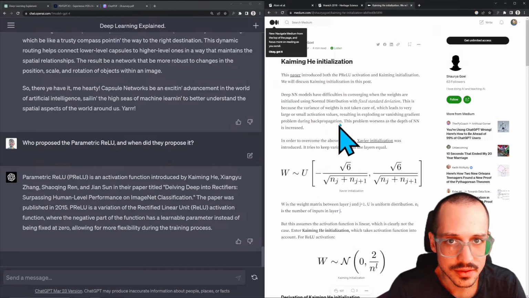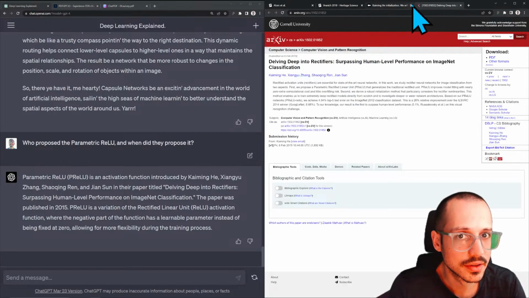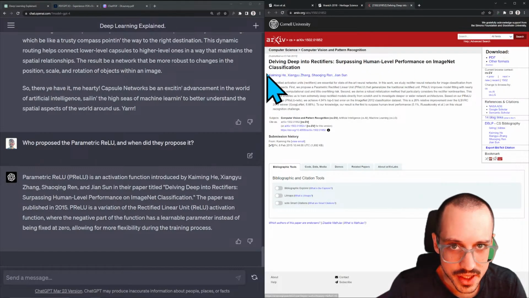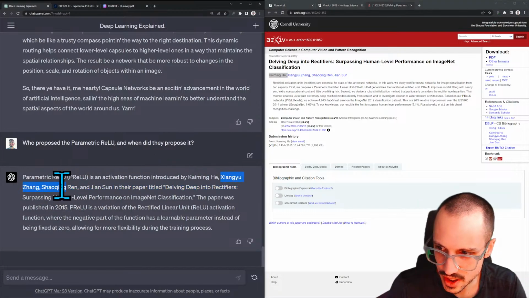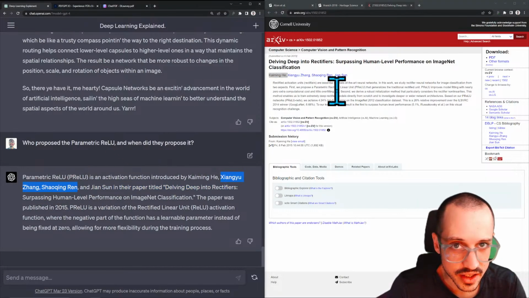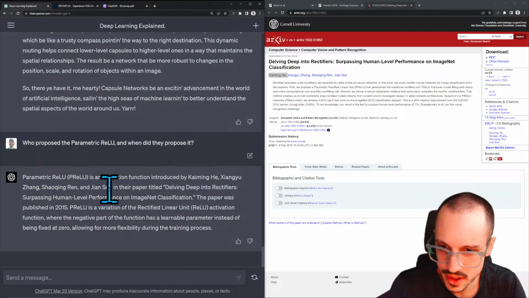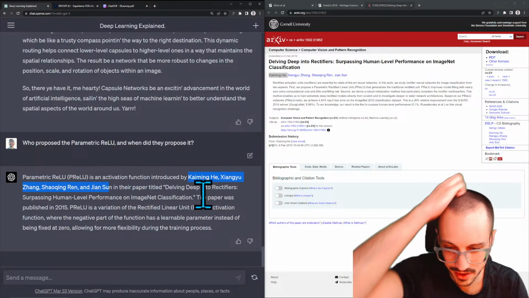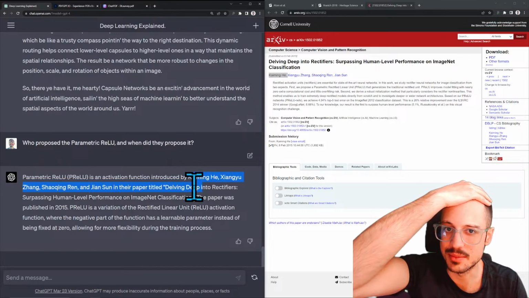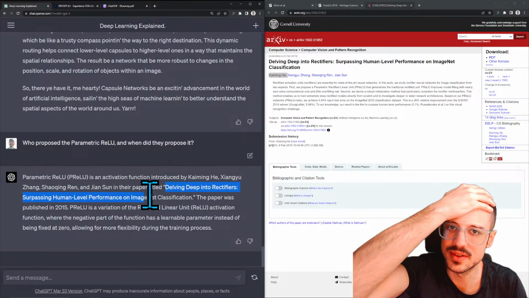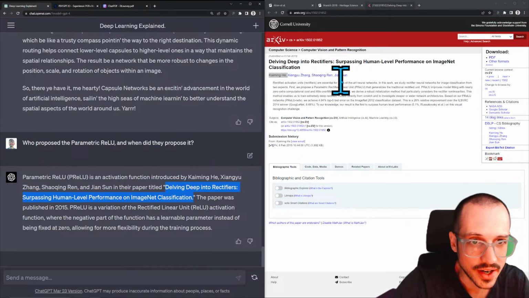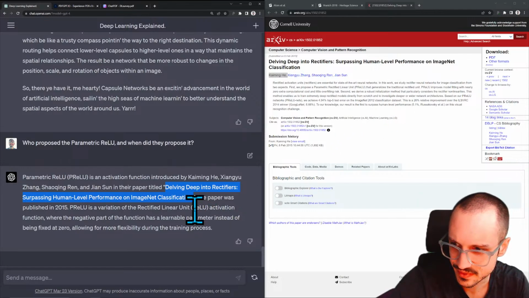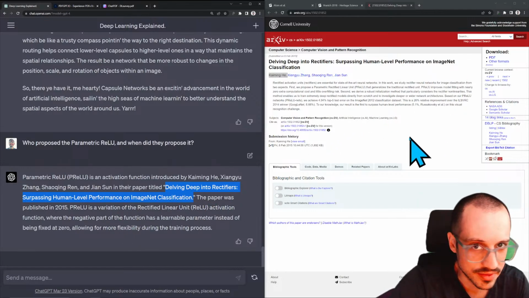Oh, stop. Give me the paper. Kaiming He, Xiangyu Zhang, Shaoqing Ren, and Jian Sun. Holy shit, dude. GPT-4 got all these names right. Got this right, too. GPT-4 is really strong. Delving into Rectifiers: Surpassing Human-Level Performance on ImageNet Classification. The paper was published in 2015.